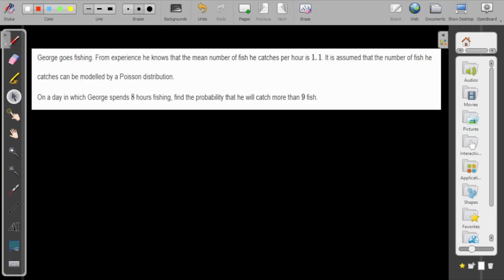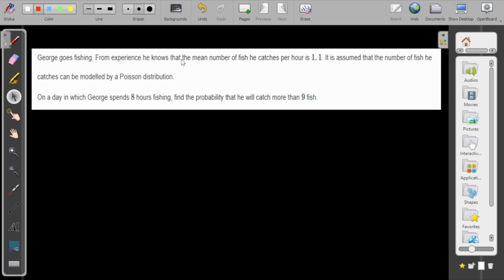Hello, in this problem we will see the Poisson distribution. Now this is a common IB question, a basic one, so as to understand how the Poisson distribution works and how you will solve the problems. Let's see it. It says George goes fishing.